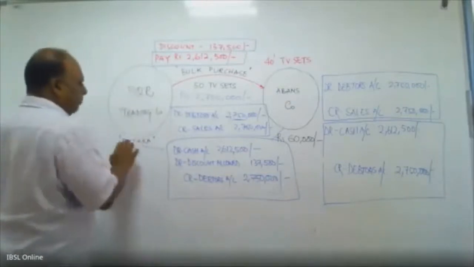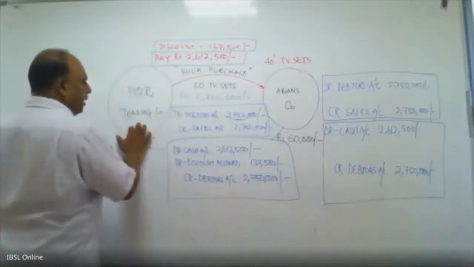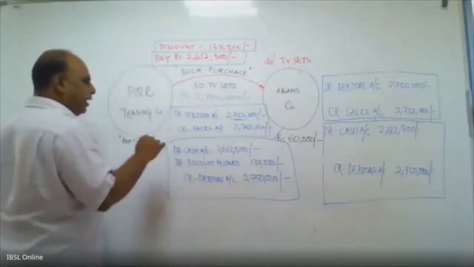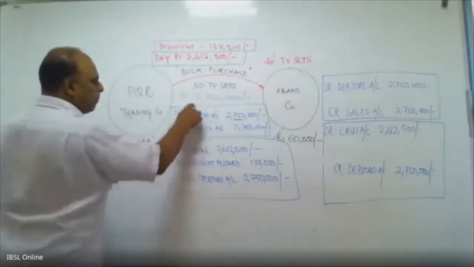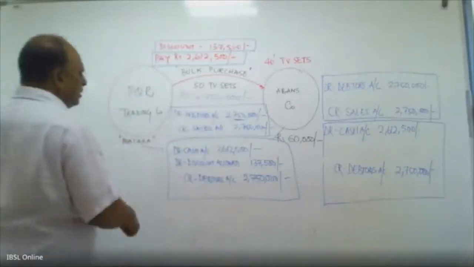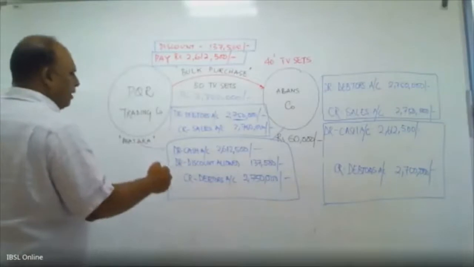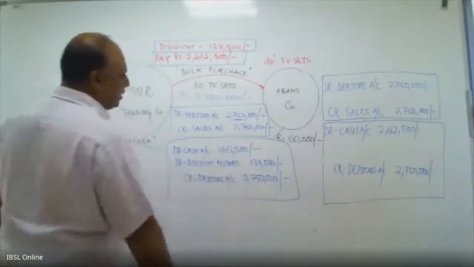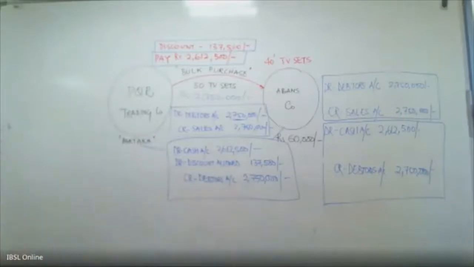There is no problem. In this case, PQR Trading Company can use the 45 days. Doesn't matter. But if they are utilizing the 45 days, what will happen? They have to pay this amount. So now Aban's is giving them an option. If you pay me before February 20th, you have to pay only this much, 2,612,500. Okay. So please take down. And if you have any questions, please ask.